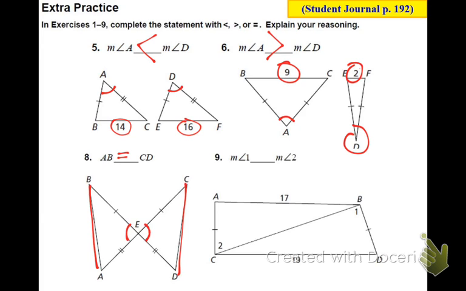Number 9. Angle 1 is across from the side of 19. Angle 2 is across from the side of 17. 19 is greater than 17. So angle 1 is greater than angle 2. Again, there are 3 points apiece, 10 if they skip. Once you have finished, put a grade at the top. Pass them forward.